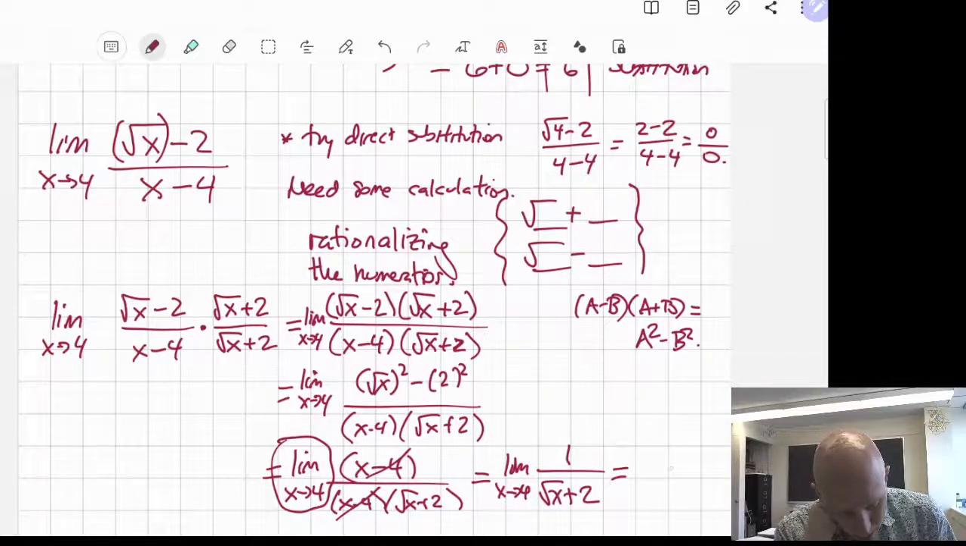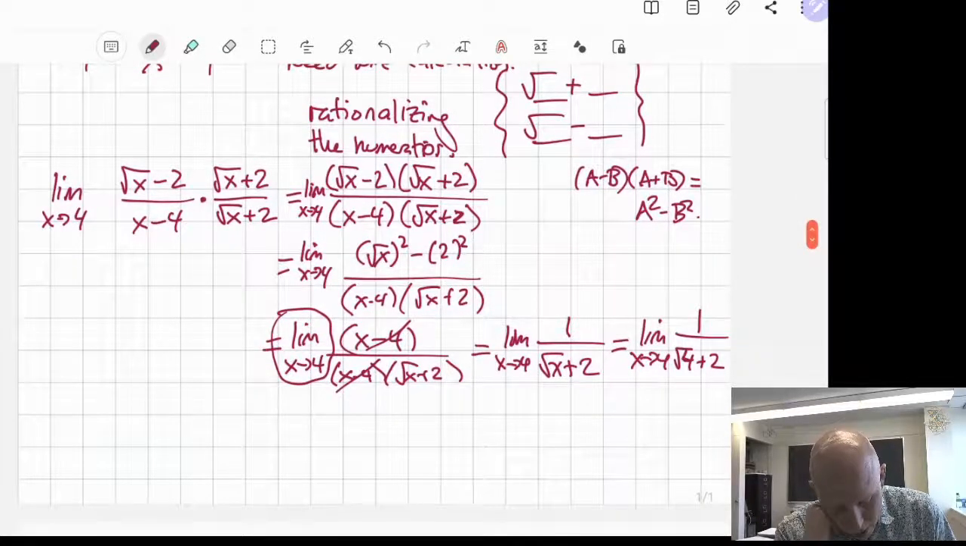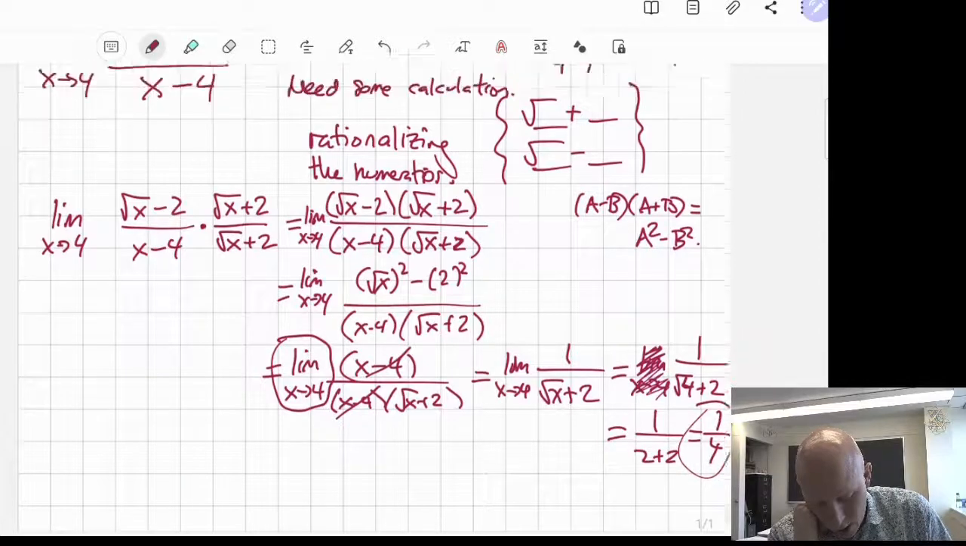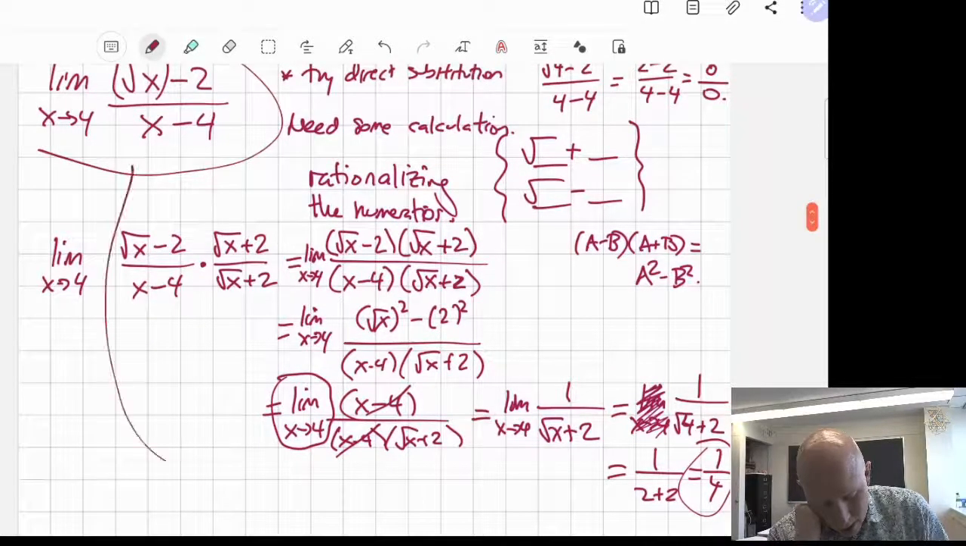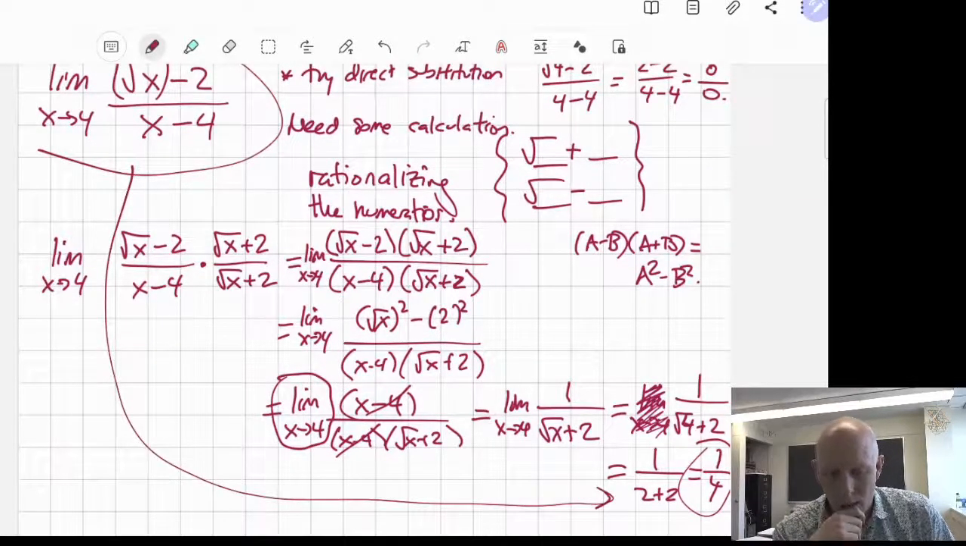So then this becomes the limit as x goes to 4 of 1 divided by square root of 4 plus 2. Oops, I used the limit, so I don't have a limit anymore. So then this becomes 1 over 2 plus 2, which is 1/4. So this limit that we needed to calculate, the final answer is 1/4.